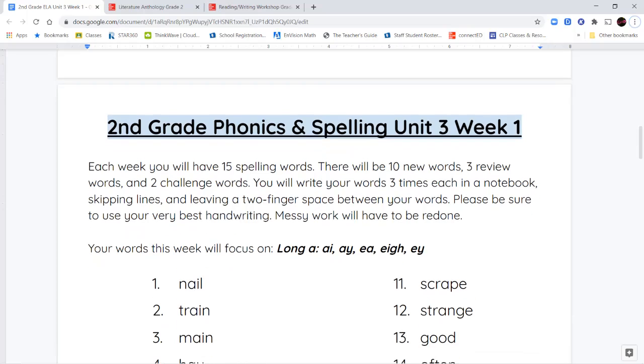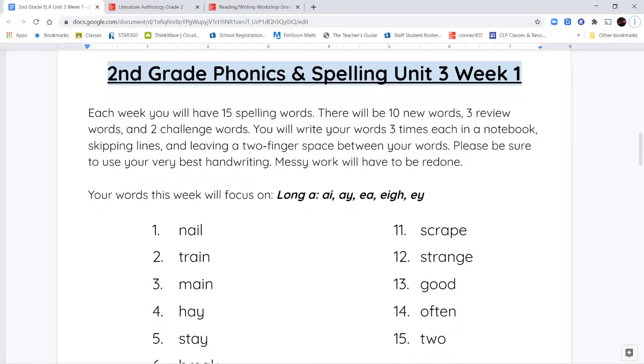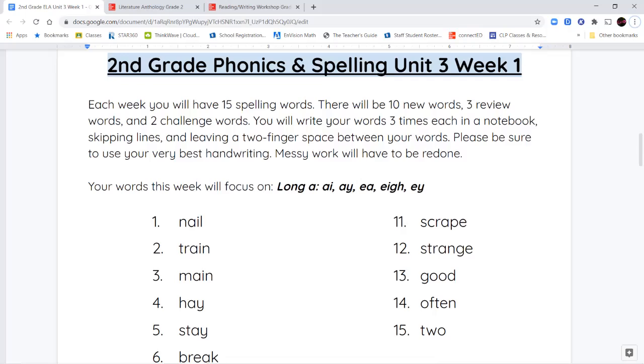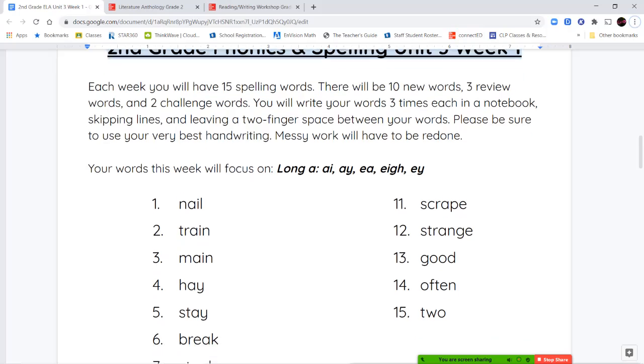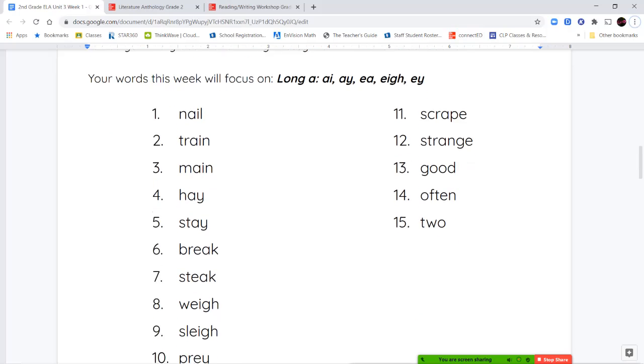So let's take a look at your spelling words for this week. Your spelling words all focus on the long A sound and different ways to make that sound. Now, one of the things you need to pay attention to is the long A sound doesn't always have the letter A in it in a word. You can make the long A sound with an AI, an AY, an EA, an EIGH, or an EY. You can also make the long A sound with an A, a consonant letter, and a silent E at the end that you're going to see in a couple of our words.